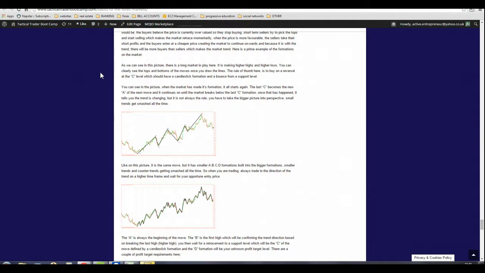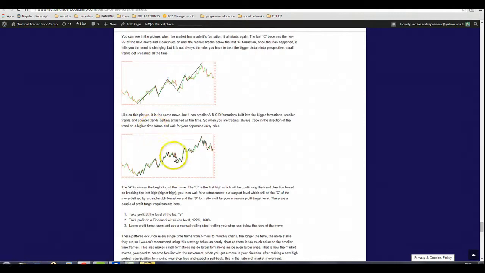Small trends get smashed all the time. That's where we talk about this picture here. Like in this picture, it's the same move as the one above, but it has smaller A.B.C.D formations built into the bigger formations. Smaller trends and counter trends getting smashed all the time. So when you're trading, always trade in the direction of the trend on a higher time frame and wait for your opportune entry price.